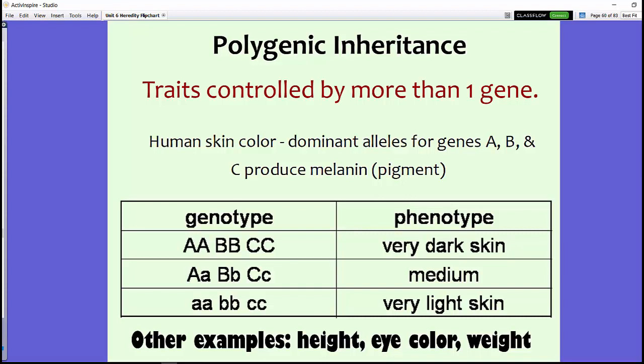We can also see an array. So you could be dominant for A, maybe lowercase for B, or be recessive for B, and be heterozygous for C. So there's a range of possible skin colors here. Now, polygenic inheritance also deals with height, eye color, and weight. So I know in class, sometimes we do our Punnett squares with blue eyes, brown eyes. But unfortunately, it's not as easy as we've been doing it in class. Essentially, it's all about polygenic inheritance. These are traits controlled by more than one gene.